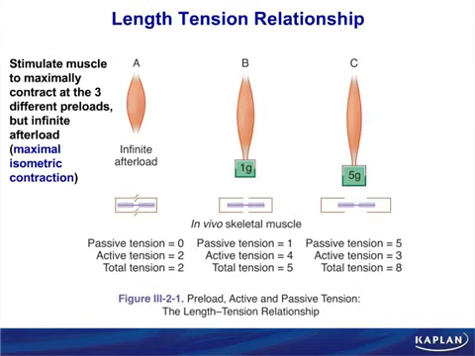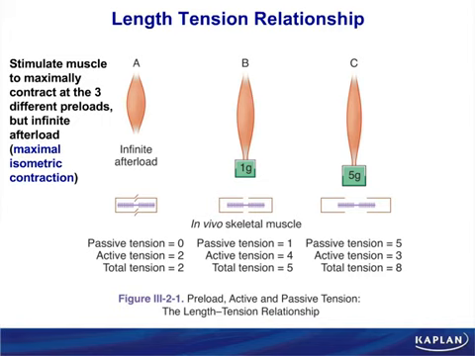Let's go back to our muscle. At the 3 different preloads, A was 0 preload, B was a little preload, and C was more preload. Now what we're going to do is we're going to stimulate that muscle to maximally contract at each of those preloads. But we're going to put on an infinite afterload. And don't get too bogged down with the idea of infinite afterload. Bottom line, it means the muscle doesn't shorten. So we're going to evoke a maximal isometric contraction.